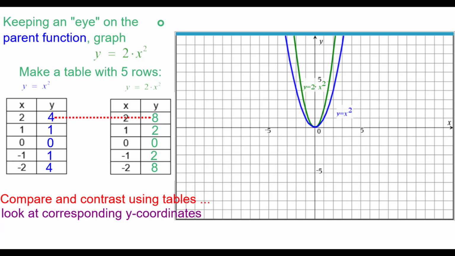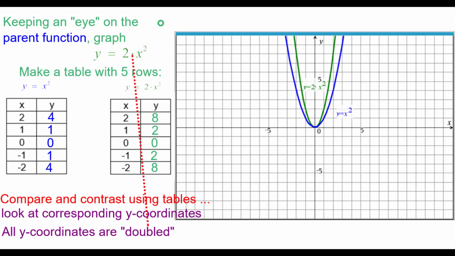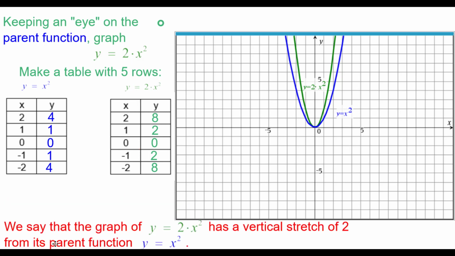Notice from 4 to 8, times 2, and also notice the 2 times in the equation. Similarly here, 0 times 2 is of course 0, 1 to 2, 4 to 8. All the y coordinates are doubled, and that comes from the equation. So we say that the graph of y equals 2x squared has a vertical stretch of 2 from its parent function y equals x squared, a vertical stretch of 2.